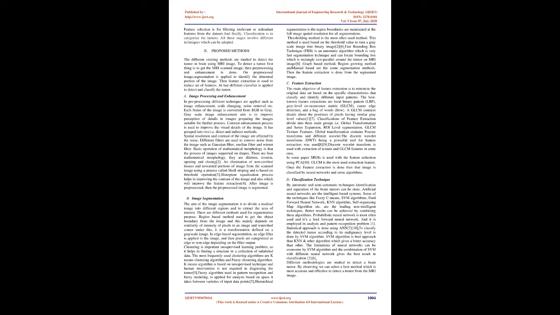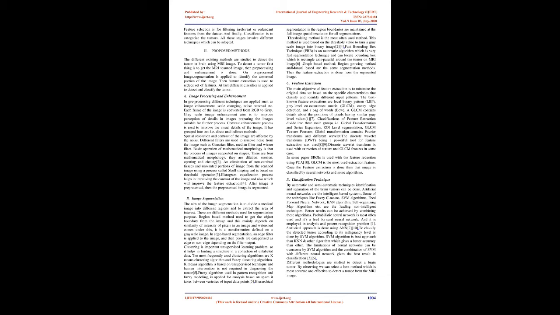Image processing and enhancement. In pre-processing, different techniques are applied such as image enhancement, scale changing, noise removal, etc. Each frame of the image is converted from RGB to gray. Grayscale image enhancement aims to improve perception of details in images, preparing the images suitable for further processing. The contrast enhancement process is used to improve the visual details of the image. It is grouped into 2, i.e., direct and indirect methods. Spatial resolution and contrast of the image are affected by noise. Different filters are used to remove noise from the image such as Gaussian filter, median filter, and Wiener filter.